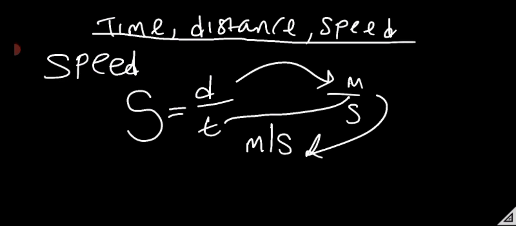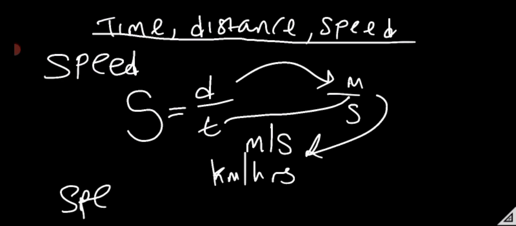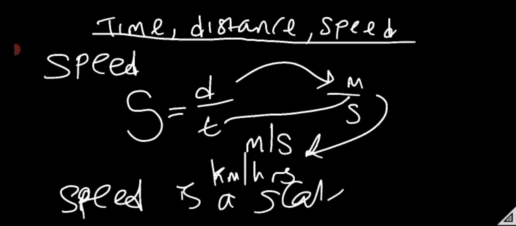There are other units for speed, such as kilometer per hour. Now listen very carefully: speed is a scalar quantity. So we discover that time, distance, and speed are all scalar quantities. I made it so because I want us to go through the scalar form of motion before we go into the vector form of motion.